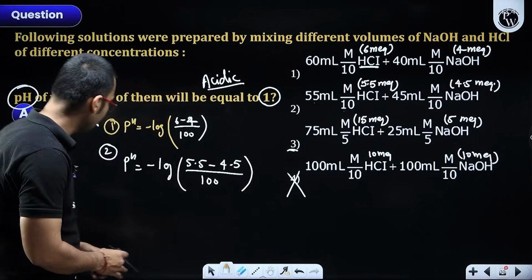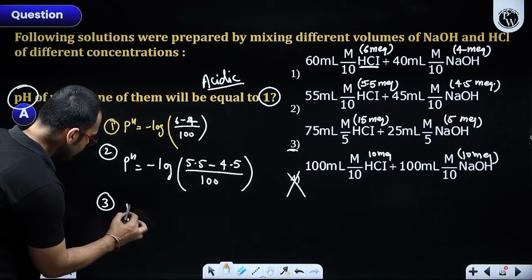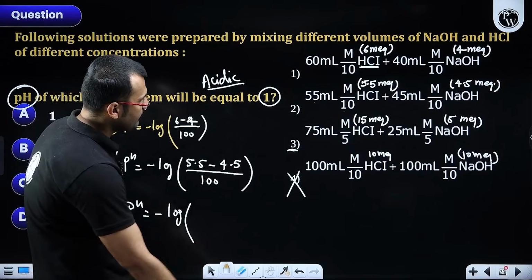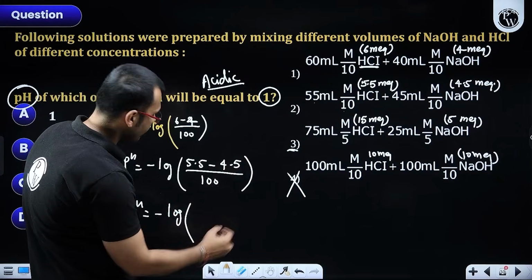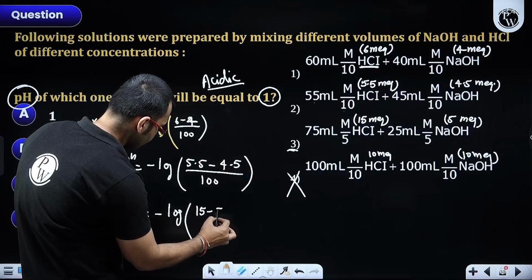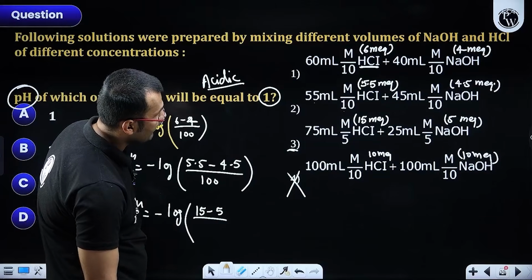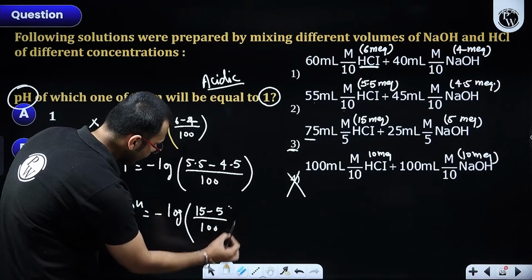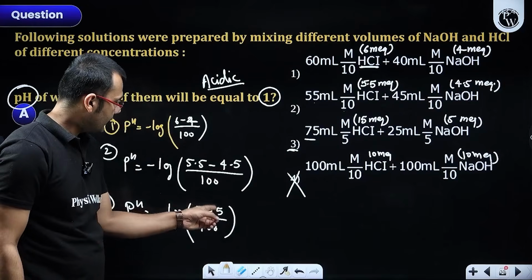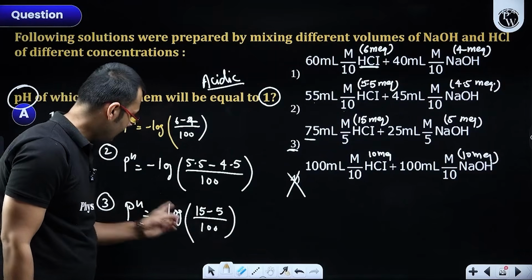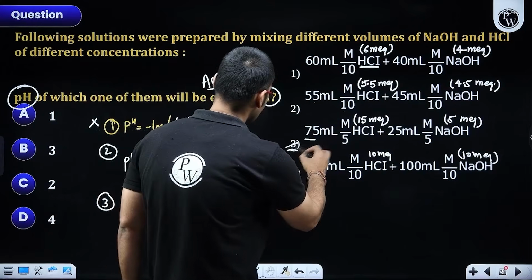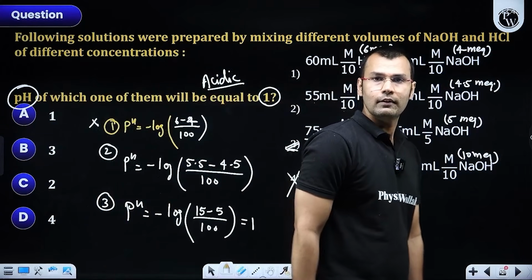But let's calculate that also. In third case, pH will be minus log milli equivalents of acid minus base. So 15 minus 5 upon volume in ml, 75 plus 25, which is 100. So now here if you notice, 15 minus 5 is 10, 10 by 100 is 0.1 and minus log 0.1 will be equal to 1. So clearly in the third case, your pH is 1, right?